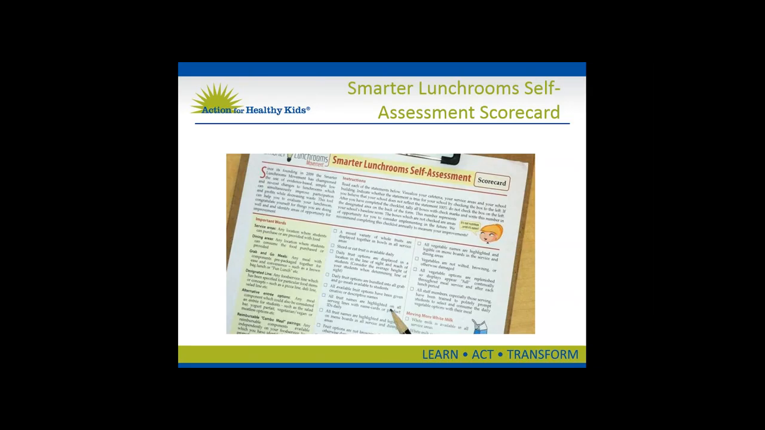One of the statements on the scorecard is, daily fruit options are available in at least two different locations on each service line. So if this is happening in your school's lunchroom, you can simply check it off on the scorecard if you're already currently implementing it. This tool is intended to help you evaluate your lunchroom, congratulate yourself for the things you're doing well, and then identify areas of opportunity for improvement.